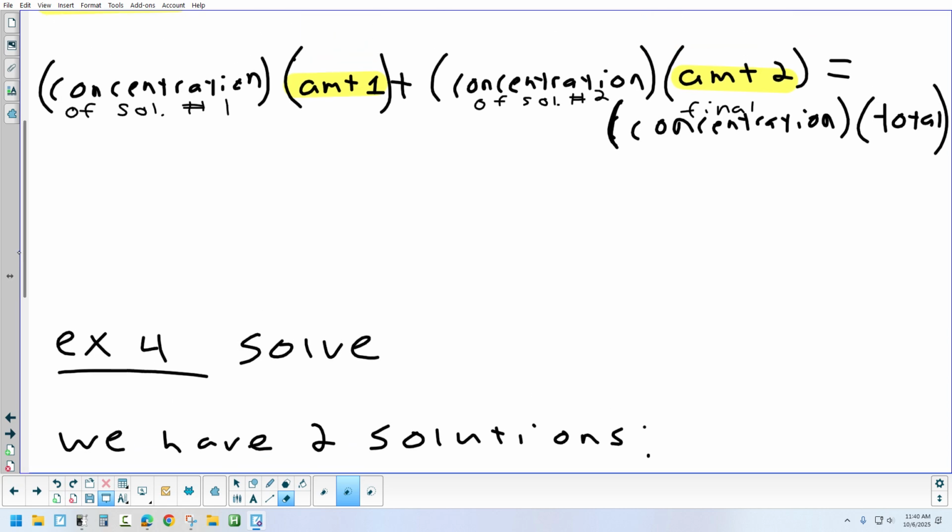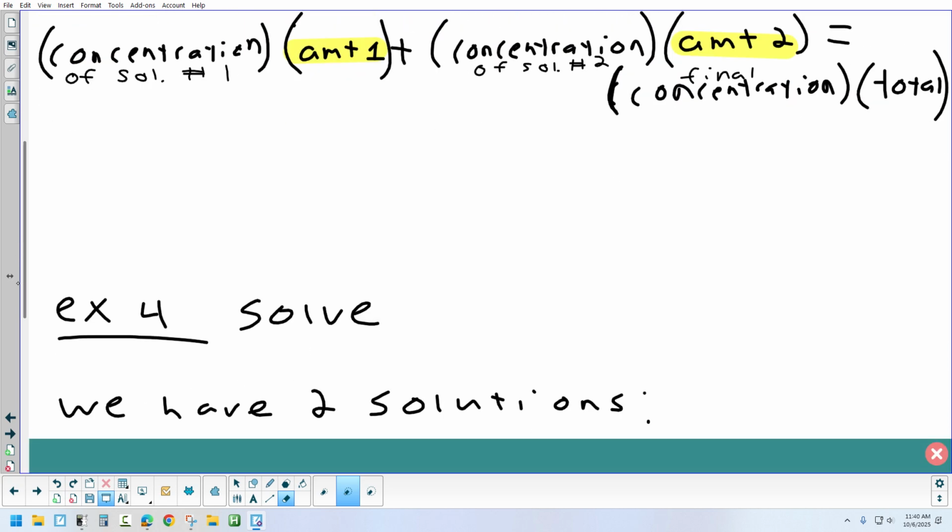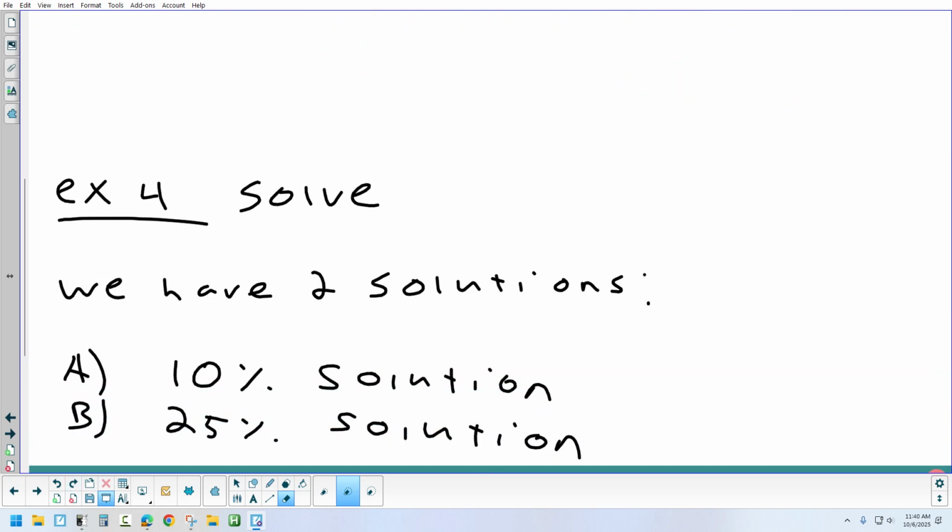Okay, so we have 2 different solutions. We've got a 10% and a 25%. So we can create any concentration in the middle. You can't get it higher than 25. Like if you mix these together, you can't get a 35% solution. That's not possible. Any question why that's not possible?